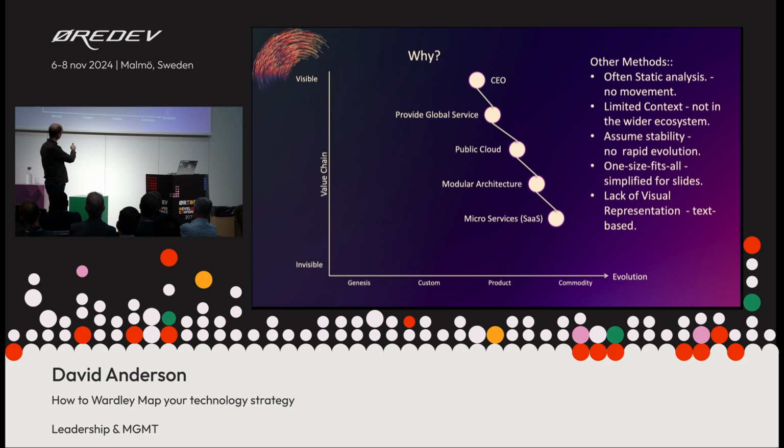So one thing about a map is there's movement. There's no one size fits all. Sometimes a strategy is simplified for slides. When you see a presentation of a strategy, it's quite simplified and the context is lost. And finally, a lot of strategies are text-based. You'll read a PRD or a PRFAQ, and it's your own kind of thinking of what that is. But a map provides more basis for conversation.